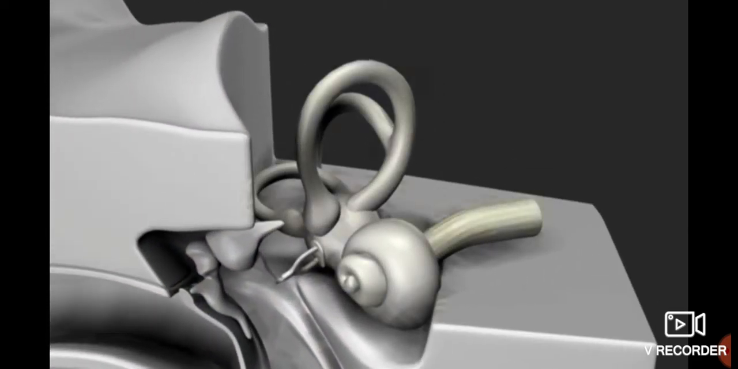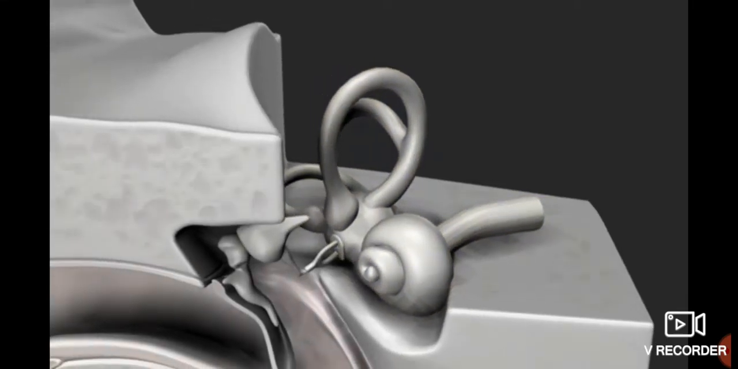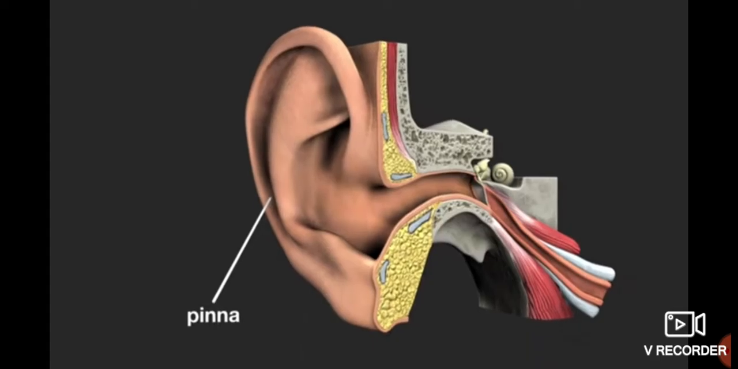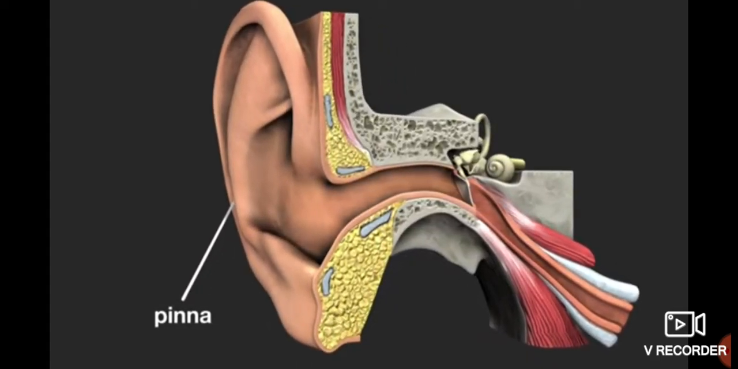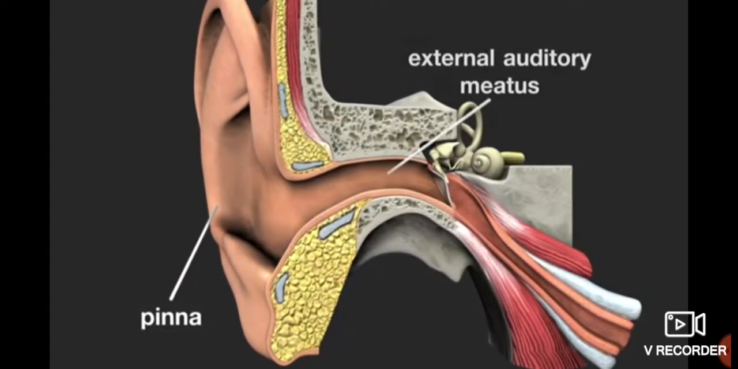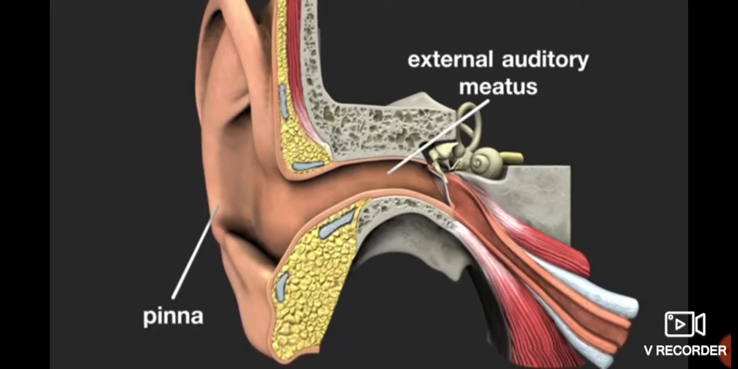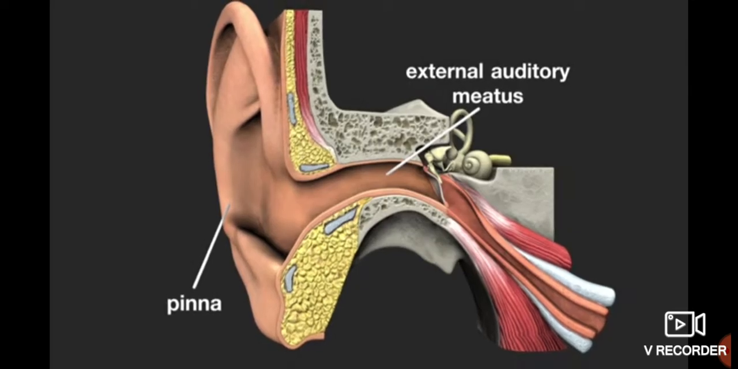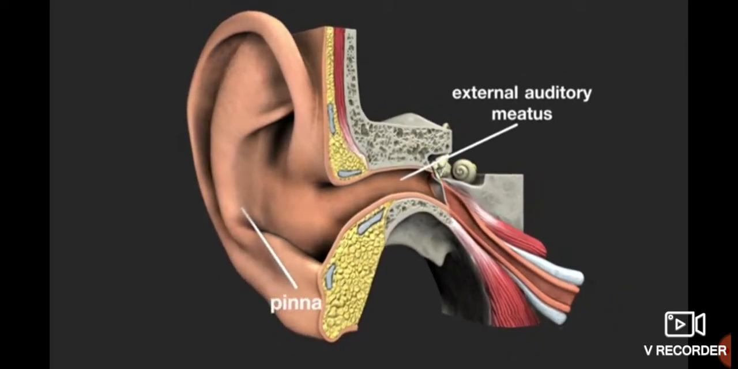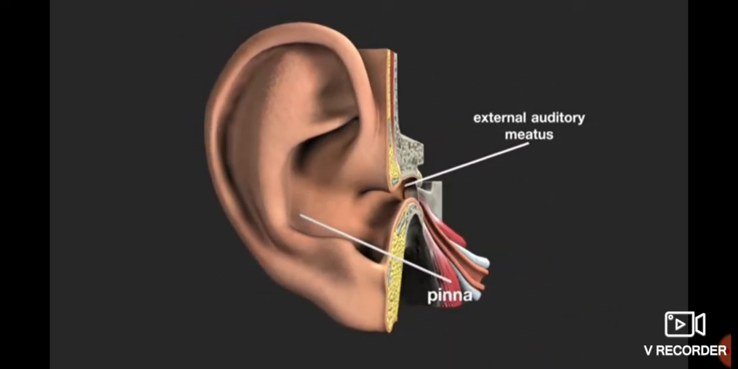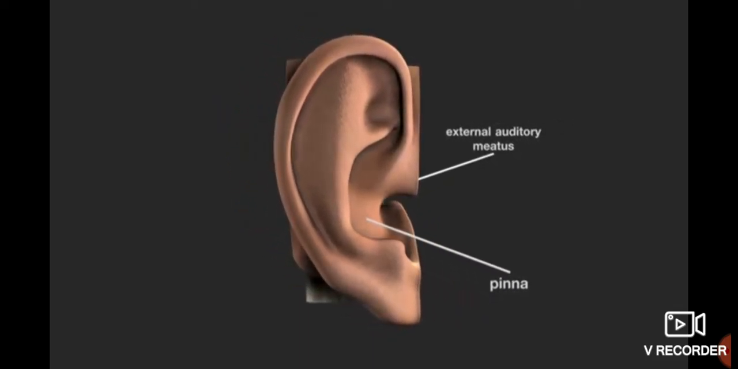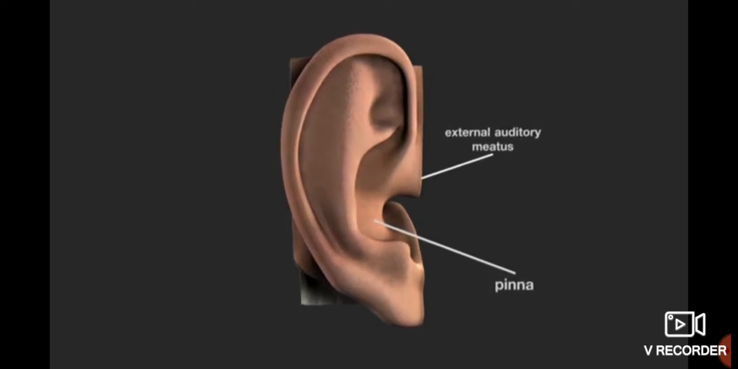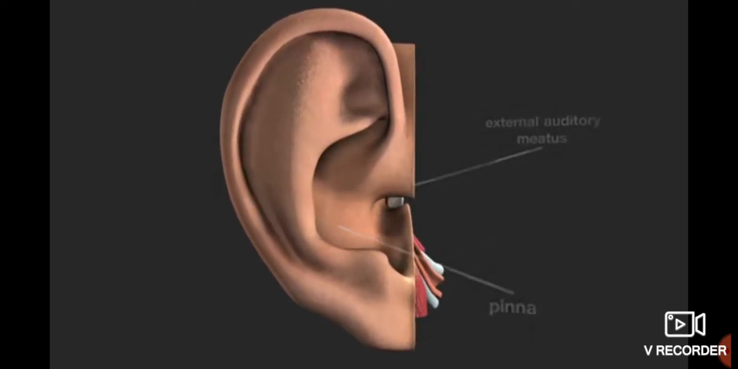The outer ear consists of the pinna, which serves as protection for the inner parts of the ear, and it also contains the external auditory meatus, that is the ear canal, which collects sounds and directs them towards the eardrum. The shape of the pinna also helps us to detect from where the sounds are coming in the vertical plane, that is from above or below the ear.